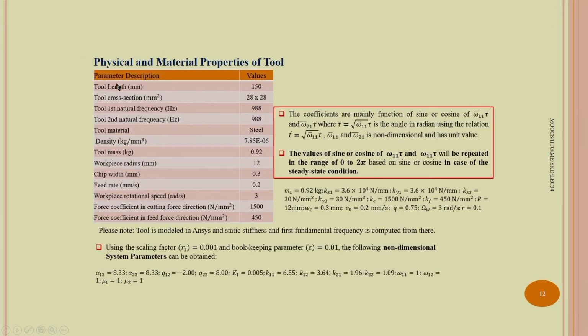So, here these parameters have been taken. For example, we have taken the tool length to be 150 mm. The tool cross section is square, 28 by 28 mm. The tool first natural frequency is around 988 Hz. For the tool second natural frequency, as we are taking a square cross section, it is the same, that is 988 Hz.